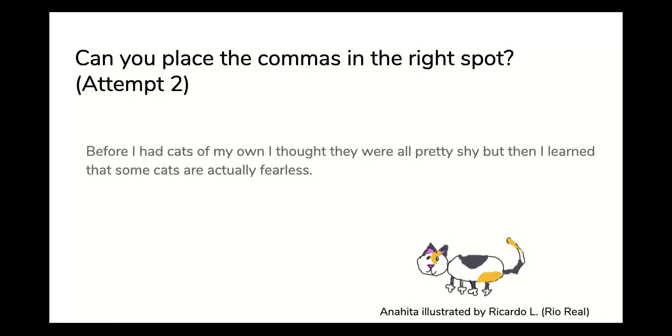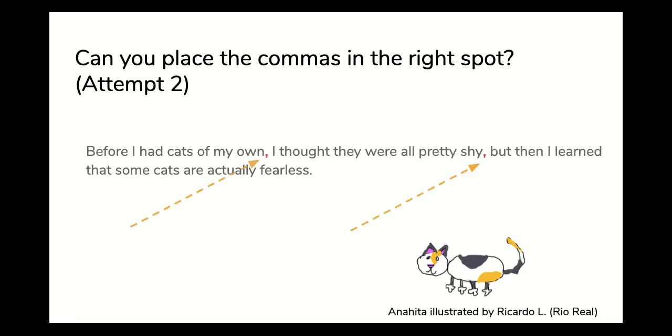Okay, so attempt number two, here we go. Before I had cats of my own, I thought they were all pretty shy, but then I learned that some cats are actually fearless. Okay, where do you think the commas will go? And here, if you got it right, you would put them right here. Before I had cats of my own, comma, I thought they were all pretty shy, comma, but then I learned that some cats are actually fearless. Okay, so that's where your commas go. Hopefully you know how to do that now.